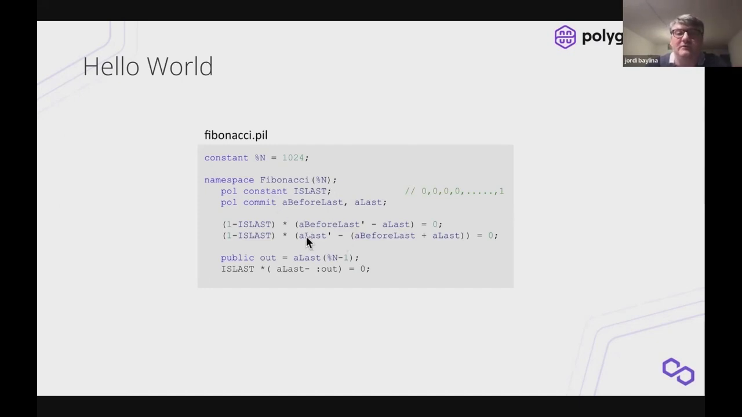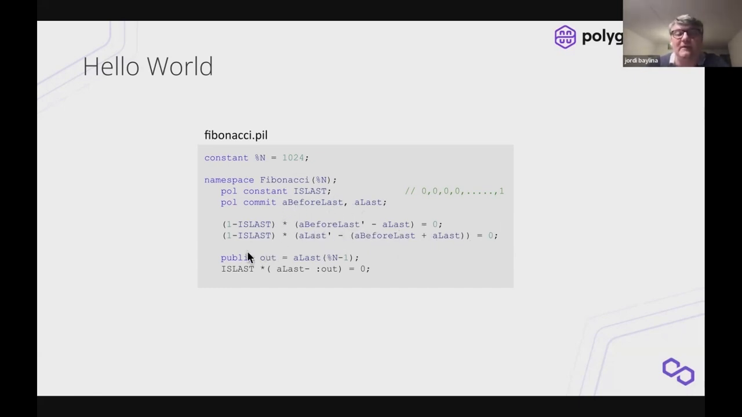The same here. I'm saying that a last prime must be equal to before last plus a last. This is the same relationship, but only when isLast is 0. When isLast is 1, this term is 0, so it will be fulfilled no matter which values are in a last and a last prime. So that's it.